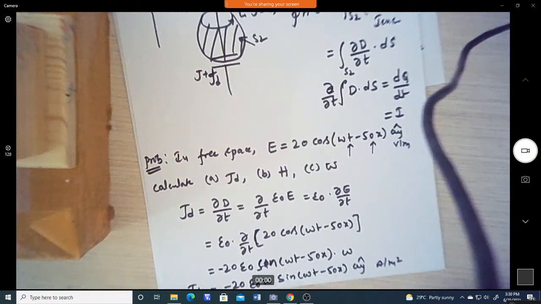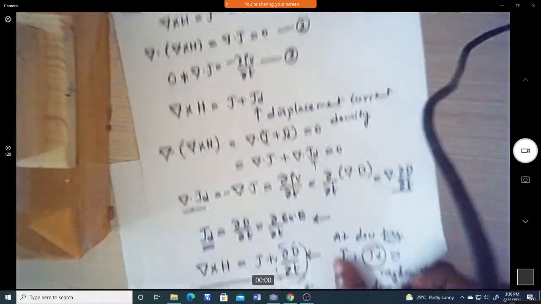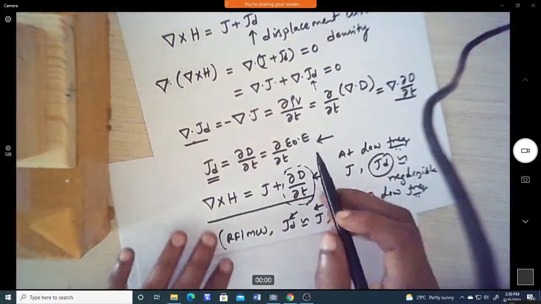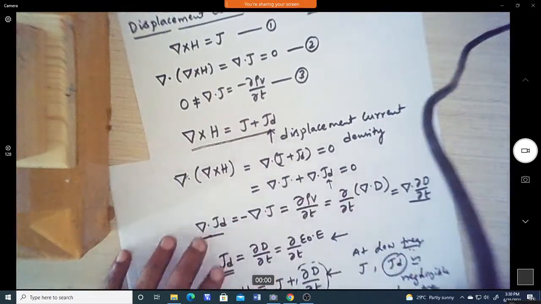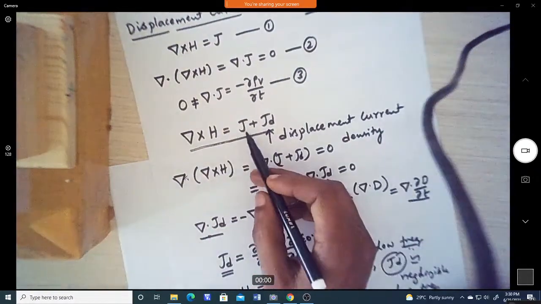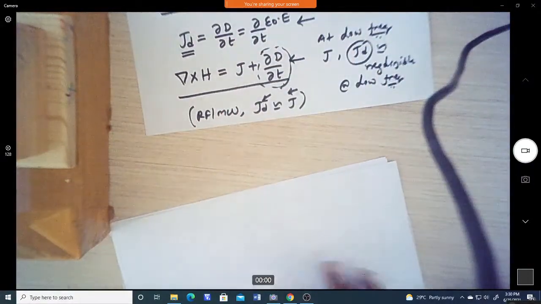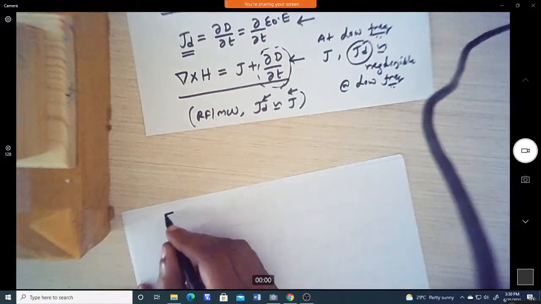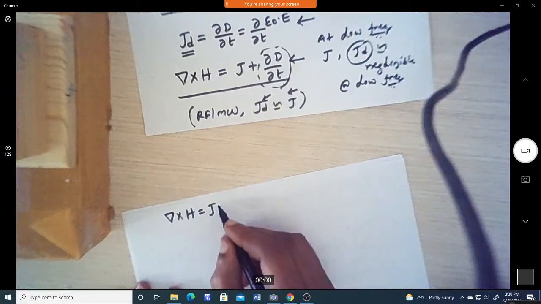Now similarly, we find out H. From this equation, that is del cross H equal to J plus JD. Assume that J, the conduction current, is 0. So we can get that del cross H is equal to JD.